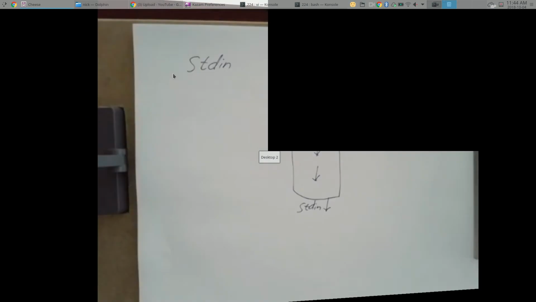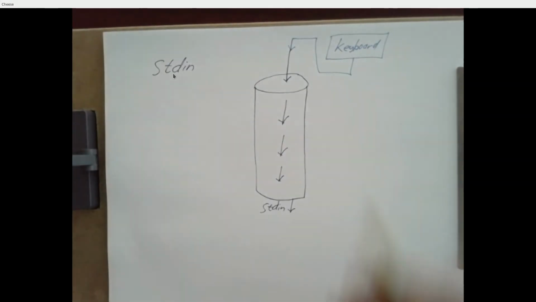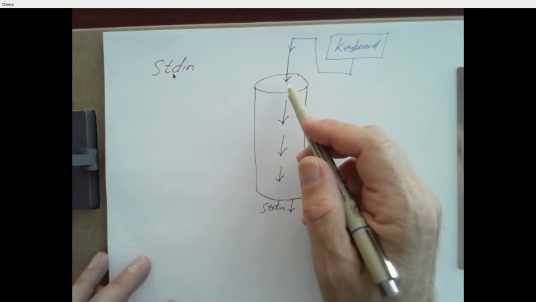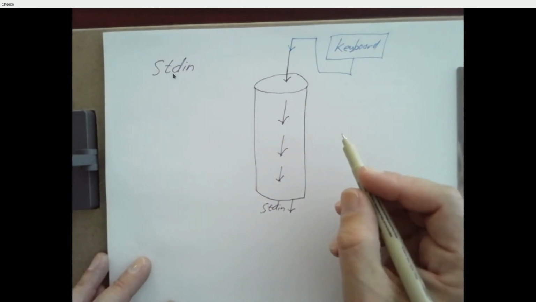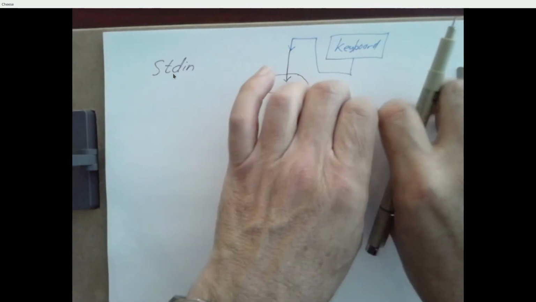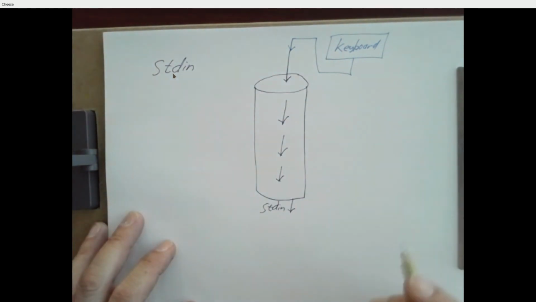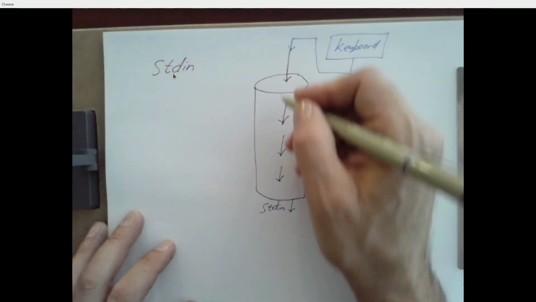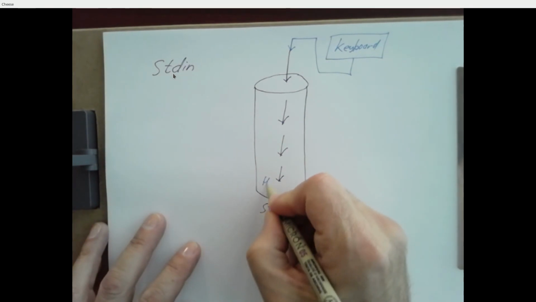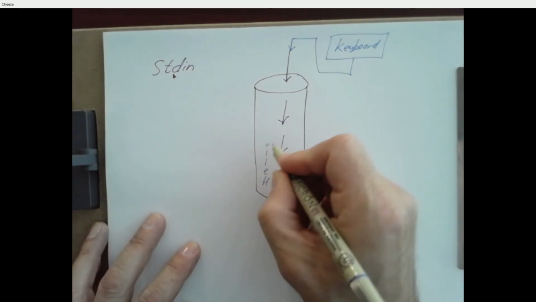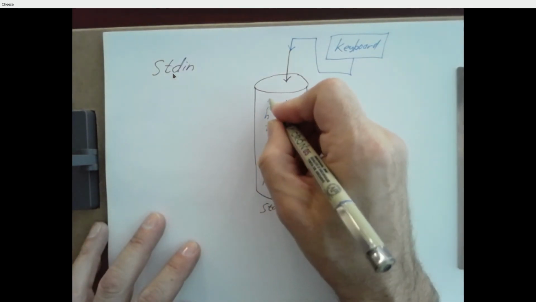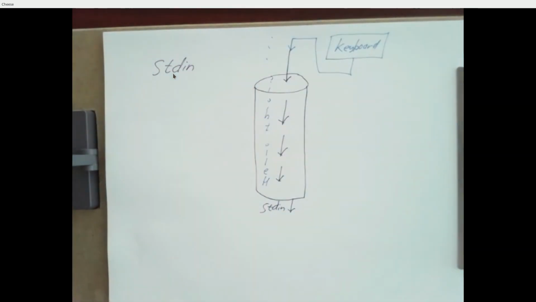Oh, that was such a cool picture too. Normally your keyboard is connected to the input side of this pipe. So you type, type, type, and you hit enter, and everything that you typed goes into here. So HELLO, this is, and so on.